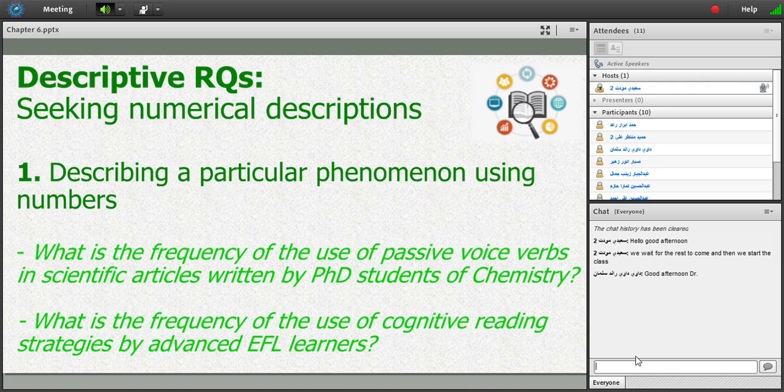So descriptive studies in quantitative research provide us with numbers, and these numbers describe a particular phenomenon, a particular event, a particular topic. So these numbers have meanings. These numbers can show us something. These numbers have interpretations. Look at the example. So, can you see the slides?